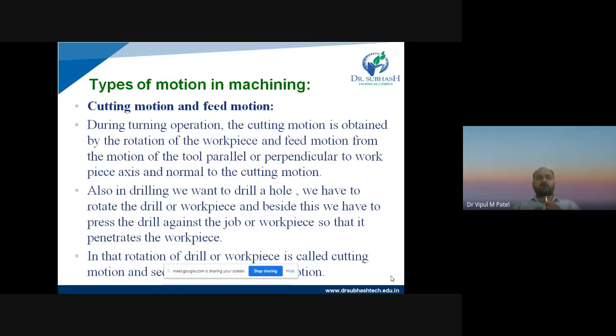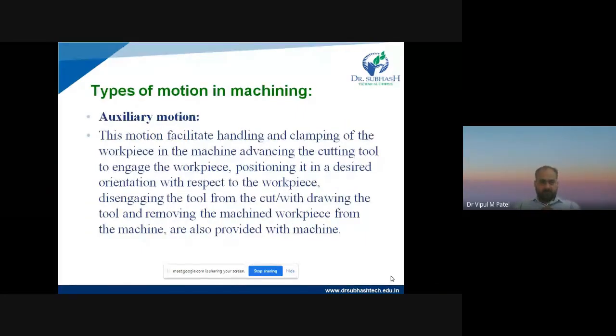Now you can see the auxiliary motion, cutting motion and feed motion. I hope all of you understand these things and keep them in your mind. So what is auxiliary motion? This motion facilitates handling and clamping of the workpiece in machining, advancing the cutting tool to engage the workpiece.